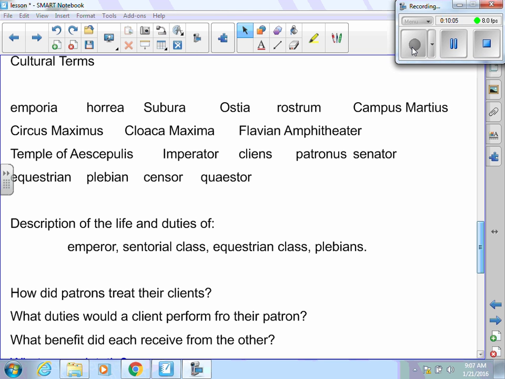Terms for the Roman caste system. You would have senator, equestrian, plebeian, censor, and quaestor. A senator could be a senator if he had like $1 million. He had to have like $1 million sesterces. Equestrian, he had to have like 400 grand before he could be considered an equestrian.